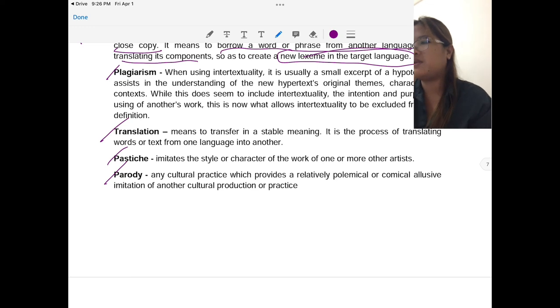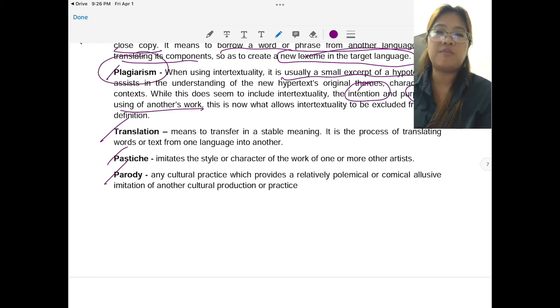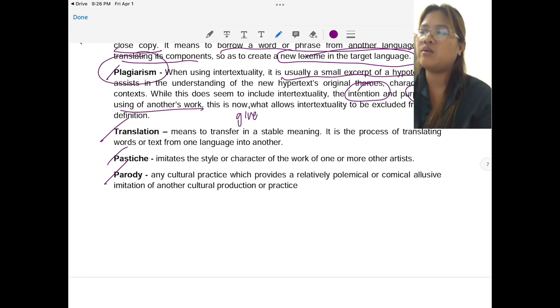Okay? And we also have the concept of plagiarism. When using intertextuality, it is usually a small excerpt of a hypotext that assists in understanding of a new hypertext's original themes. While this does seem to include intertextuality, you have to consider the intention and the purpose of using another's work. Because if it's something malicious, you want to claim ownership for that, that's plagiarism. And we always have to give credit where credit is due.